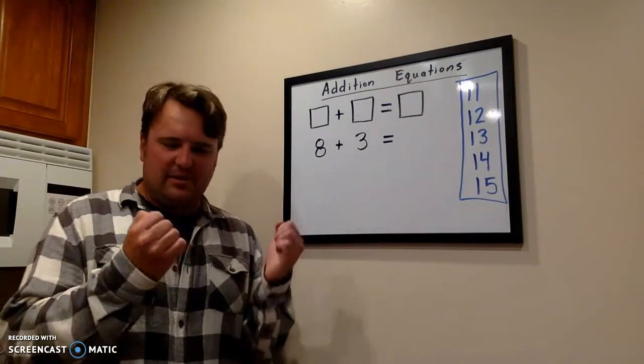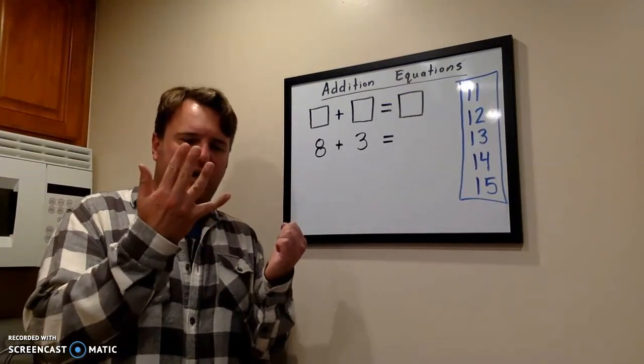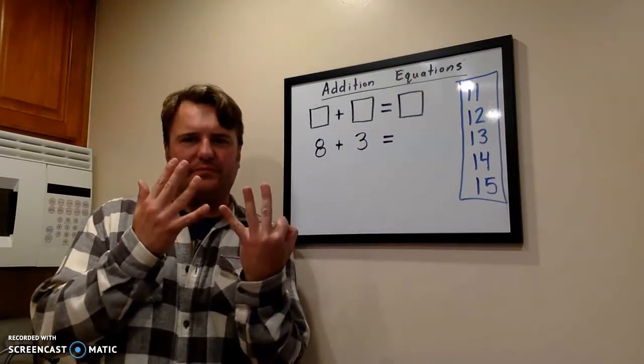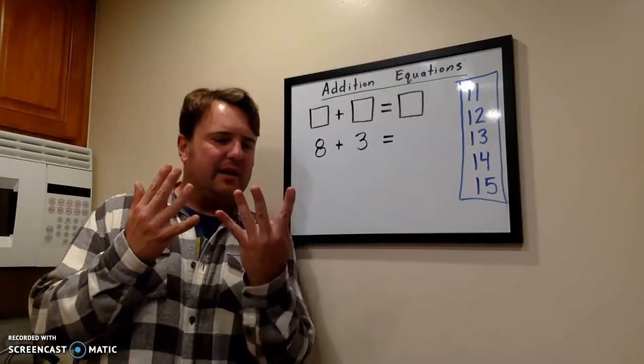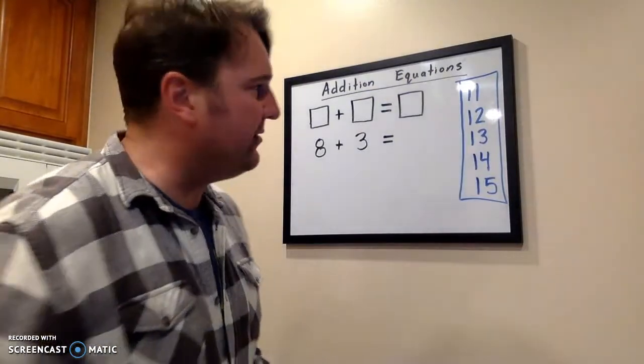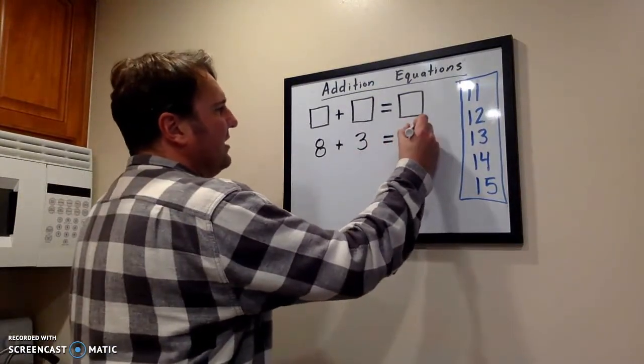8. Let's see. 1, 2, 3, 4, 5, 6, 7, 8. 8 and how much more? 3 more. 8, 9, 10, 11. That'd be the third one. 11. So my answer is 11.